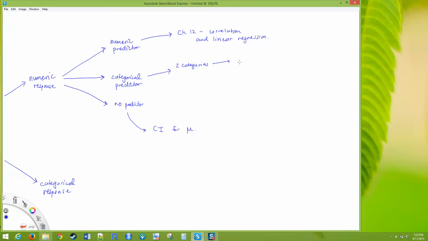Okay, so with two categories, you can have two independent groups. Okay. And if they are independent groups, and the data seems normal-ish, then you will have a t-test for independent groups. Okay. If you have severe outliers, then you would want to do the Wilcoxon-Mann-Whitney test.